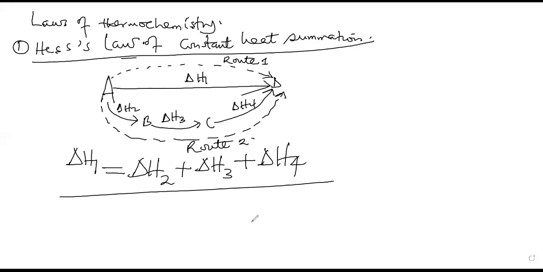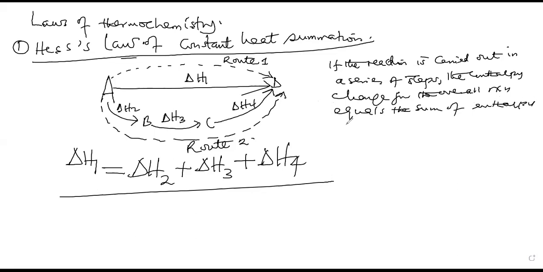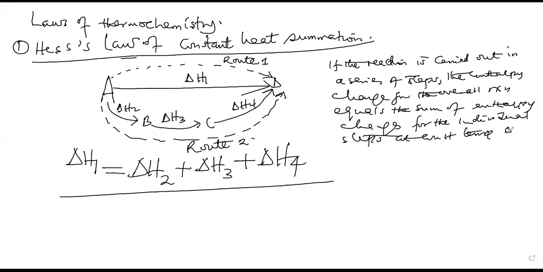Hess's law states that if a reaction is carried out in a series of steps, the enthalpy change for the overall reaction equals the sum of the enthalpy changes for the individual steps, at constant temperature and pressure.